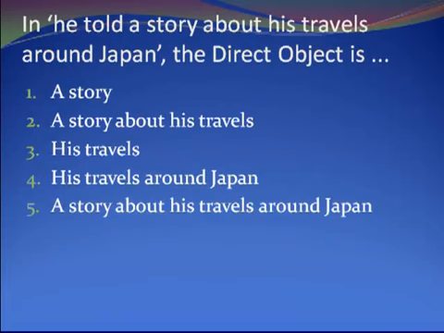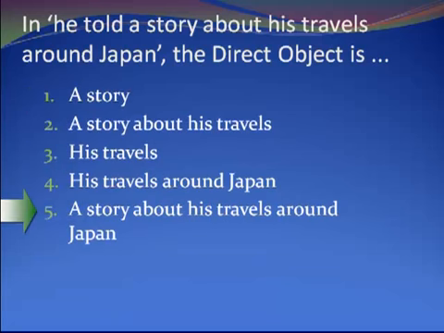Okay, let's try one more question. "He told a story about his travels around Japan." Now here, I'm telling you there is a direct object, so let's think about what it is. Here you've got to do a test. You can try replacing with a pronoun. So he told it. What did he tell? And the answer is a story about his travels around Japan. There it is.